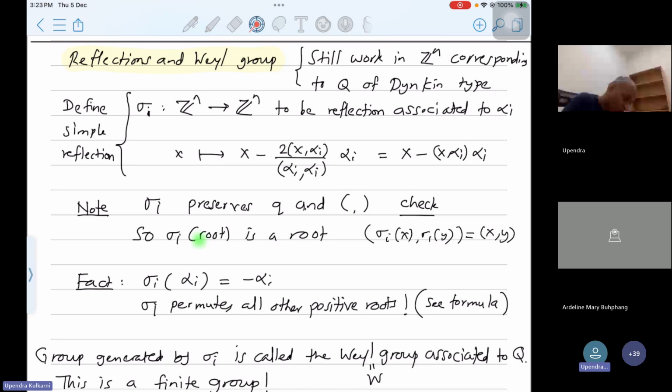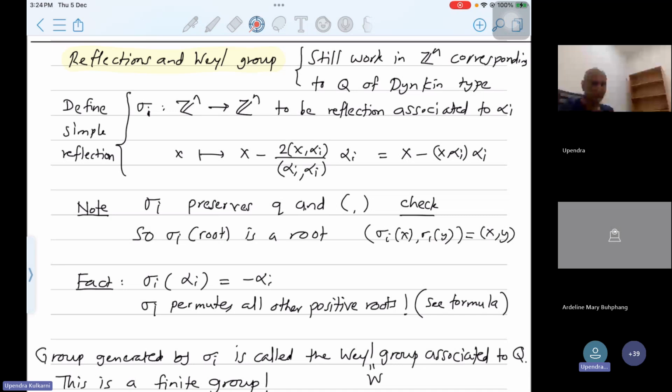What was a root? A root was a vector in Z^n of length 1. So sigma of a root is going to be a root because it preserves the form. Yeah, very good. So this we already checked. So what does sigma_i do to roots? We just said that it sends roots to roots. It sends alpha_i to minus alpha_i. And every root is positive or negative. So this is a positive root that is being sent to a negative root. Remember what positive root means? It means that wherever I have a non-zero entry, it is a positive entry, which is the case for the standard basis vector, and this one is a negative one.